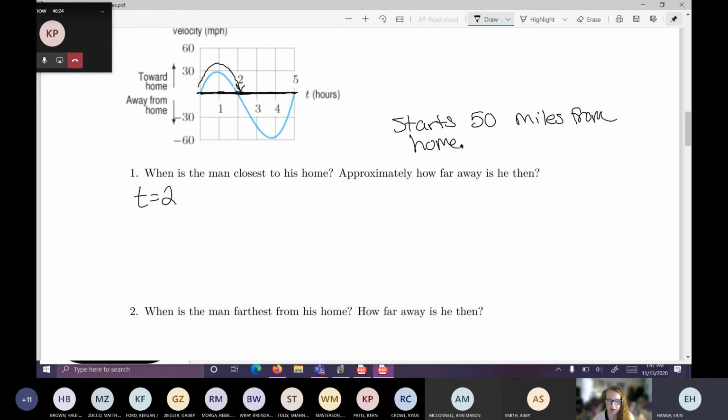Anything that's above the x-axis means he's traveling towards home. So he's traveling towards home all the way up until 2. If we want to know approximately how far away he is from his house at that point, we essentially want to know how much he traveled in those 2 hours. That means I essentially want to know the area underneath this function at this point.